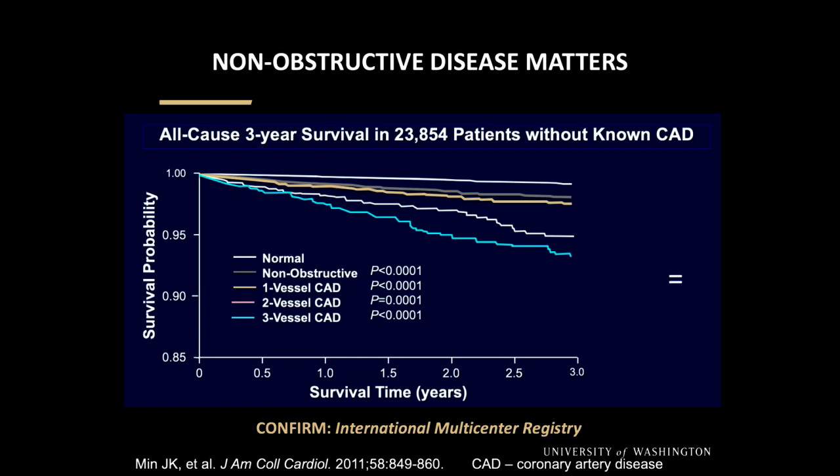And this is data from the CONFIRM multi-center registry, which enrolls patients who have undergone a CTA for stable chest pain and follows them for outcomes. And here we can see on the y-axis is the survival probability, and on the x-axis is the survival time. And we can see, not surprisingly, that when they had more coronary artery disease on CT, they had an increased risk. The top curve is those with a normal CTA, and they had a very low event rate out to 3 years. And then non-obstructive disease had an increased event rate or decreased survival. And then it worsened with multivessel obstructive disease.